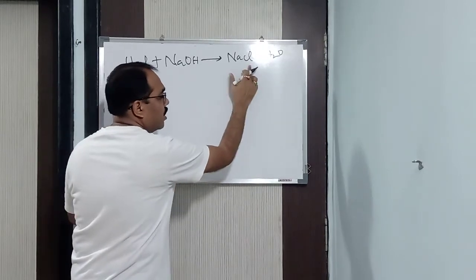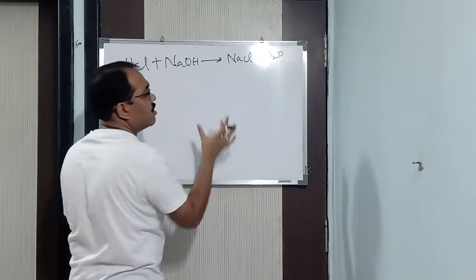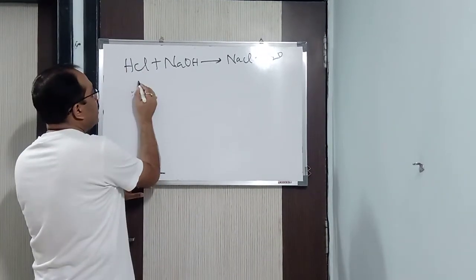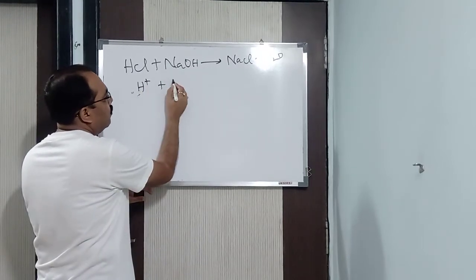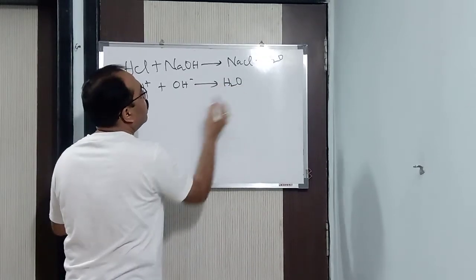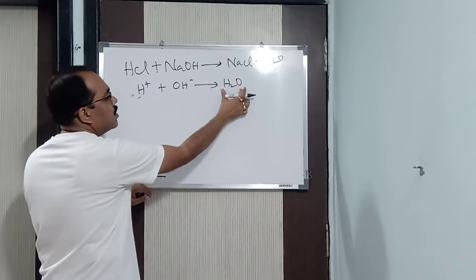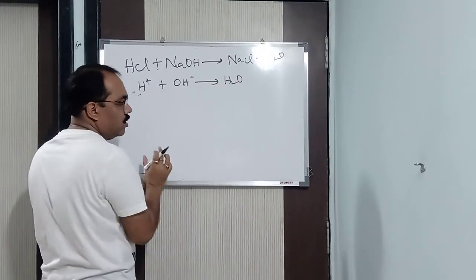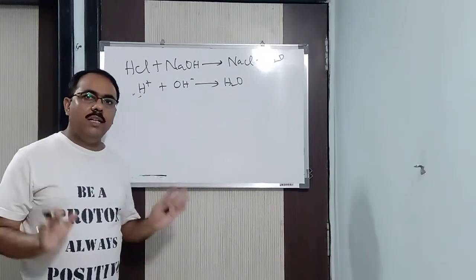Salt is neutral. Water is neutral. Hence the process is known as neutralization. From HCl, what am I going to get? H plus ion. From NaOH, I get OH minus ion. H plus and OH minus react to form water. This is the general reaction of an acid and a base, forming a neutral solution, that is water. This is known as neutralization. When any acid reacts with any base, the resultant solution is neutral.